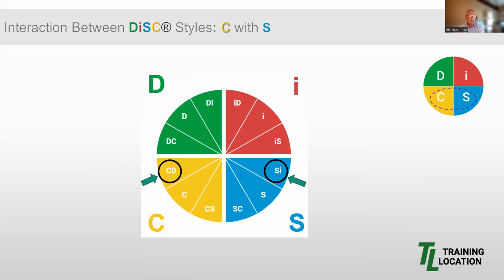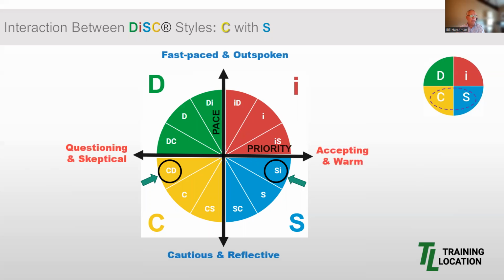Let's just take a quick look to see what the pace and priority model looks like overlaid on this. It kind of helps reinforce what we're learning. Now, our CD is toward the midpoint of the vertical pace continuum somewhat, and on the extreme left of the horizontal priority. The SI is in the center third of the vertical pace continuum, and is in the extreme right of the horizontal priority continuum.